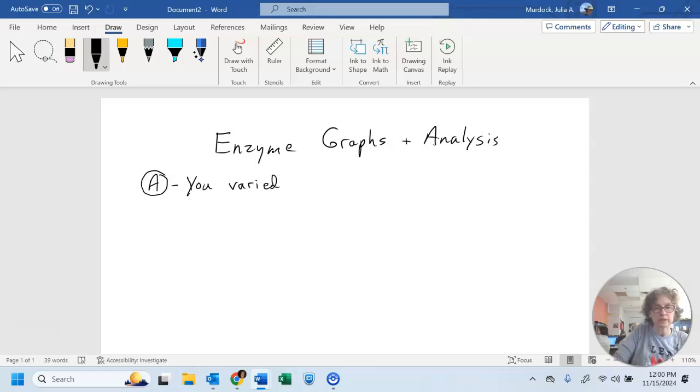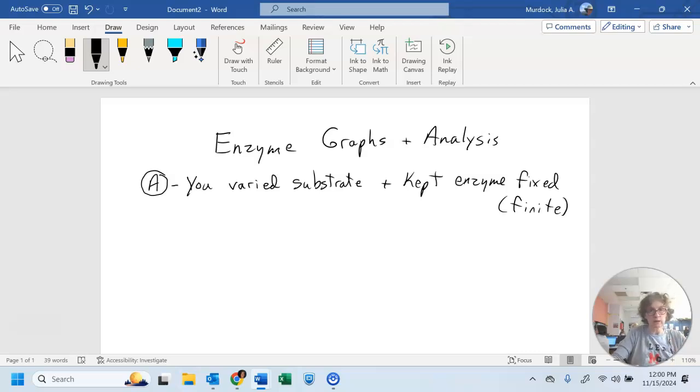varied the substrate and kept the enzyme the same, fixed, or finite. There was a finite amount of enzyme. Finite. That's a good word to use, okay?